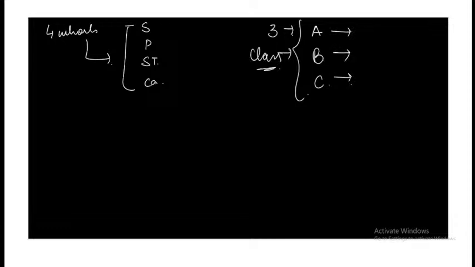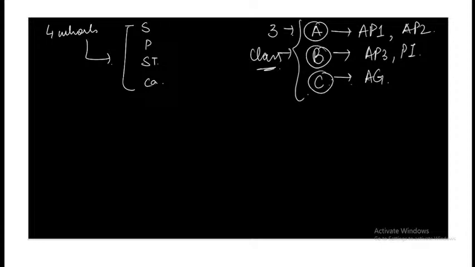In class A, what do we have? We have Apetala 1 and Apetala 2, right? In class B we have Apetala 3 and Pistillata, and in class C we have Agamous, right? These are the 3 main classes of genes that we have discussed, that you must have read about in your preparation time, right? Now on one side you have 4 whorls, on the other side you have 3 classes of genes. Now the combination of these genes helps in the formation of the whorls.